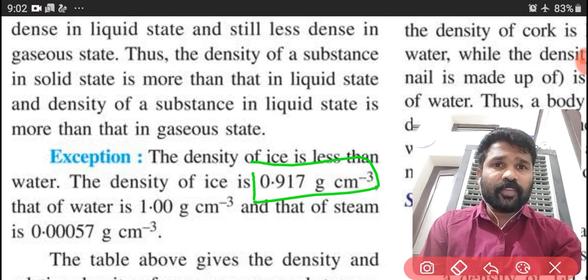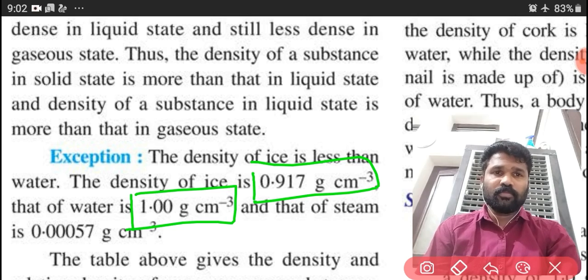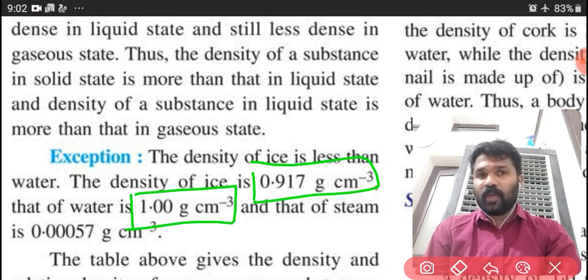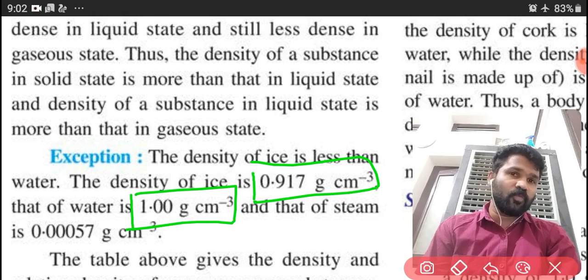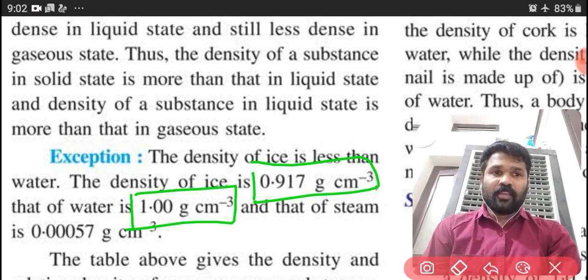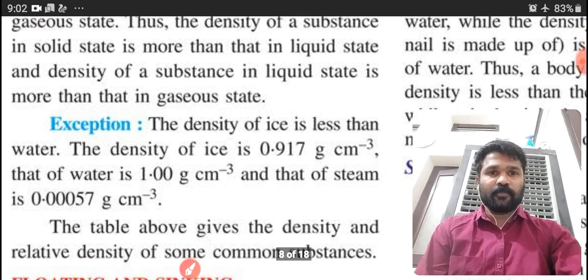The density of ice is 0.917 gram per centimeter cube. That of water, in liquid form, is 1.00 gram per centimeter cube, and that of steam is 0.00057 gram per centimeter cube. Okay students, this is the exception for water.